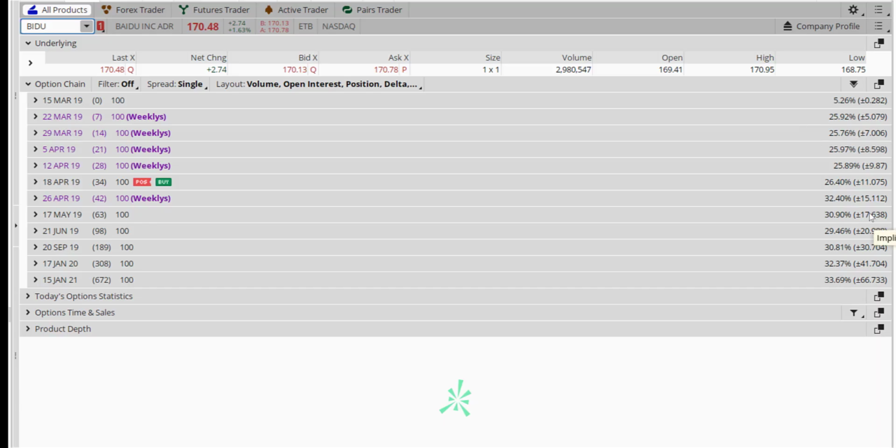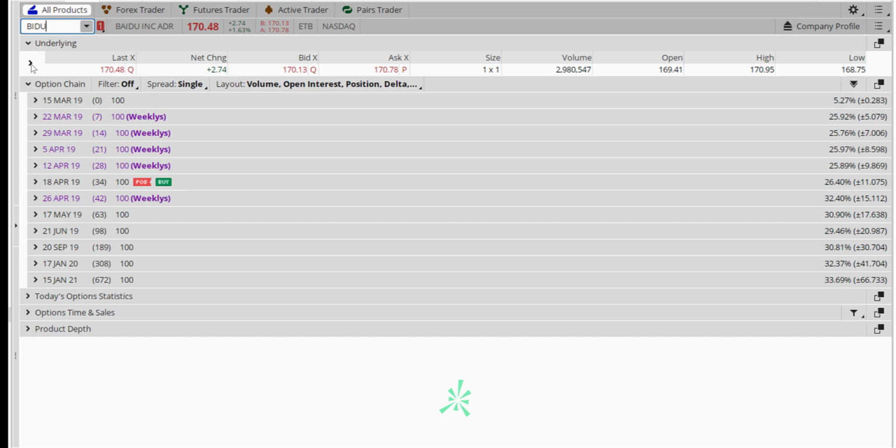Just to demonstrate, I'll be taking the example of Baidu, which is an ADR listed in US exchanges. Right now I'm using Thinkorswim platform. Your broker platform may show this same information in a little different way, but I think you'll get the context. So let's dive right into it.